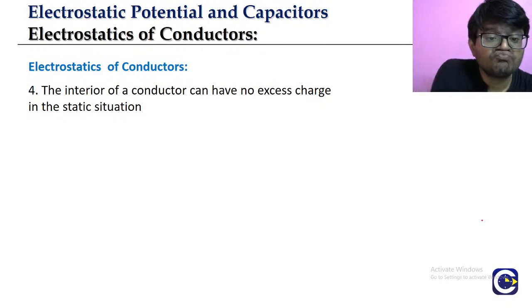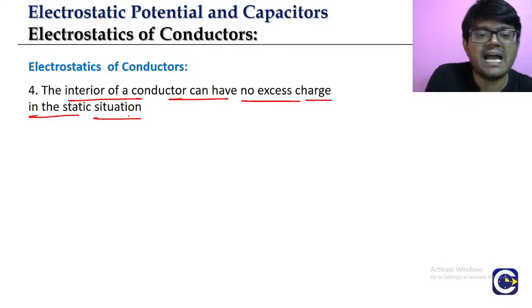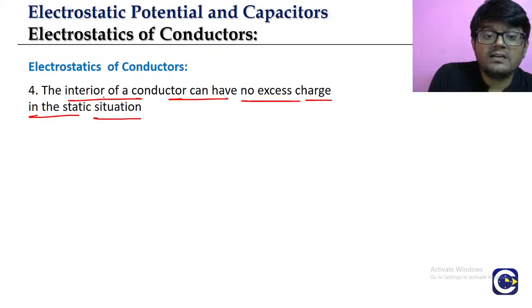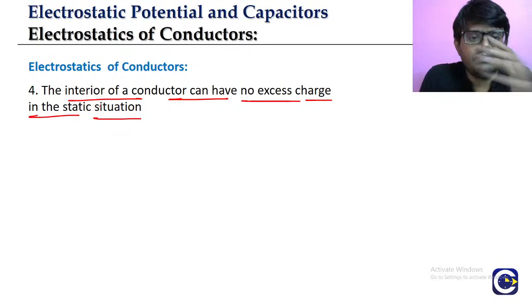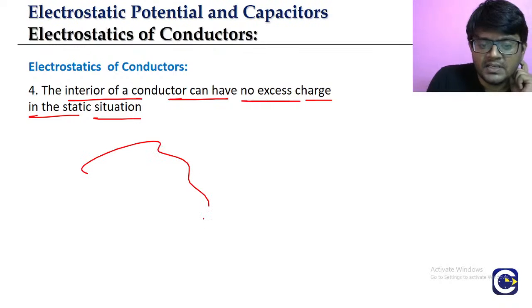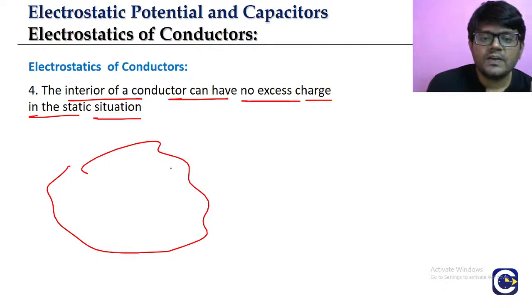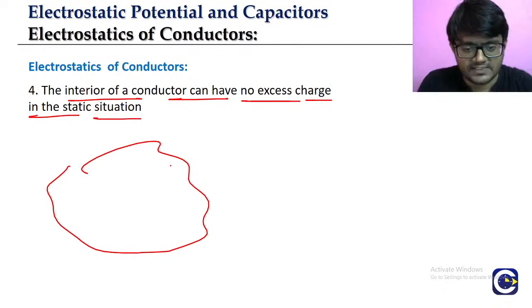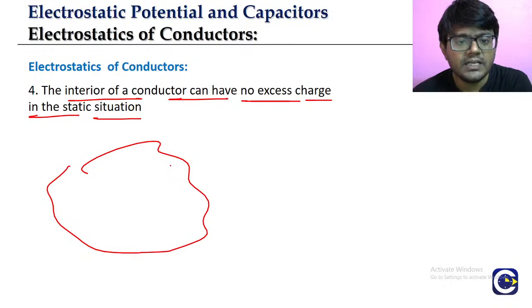Another point: the interior of a conductor can have no excess charge in a static situation. If you know dynamic, if there is a charge redistribution happening, we call that dynamic. But when things are static, we will not be able to have any excess charge in the interior of the conductor. So any charge given to the conductor will be only on the surface. Charge will not be in the interior.